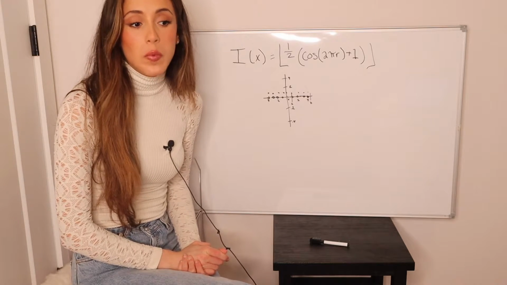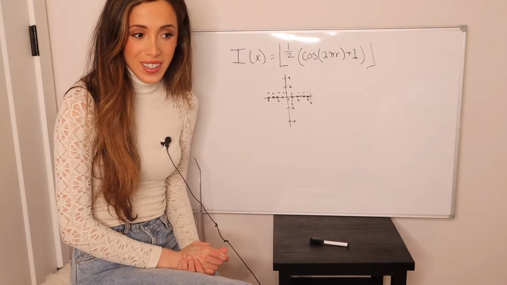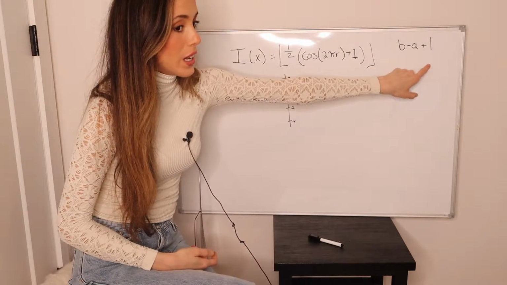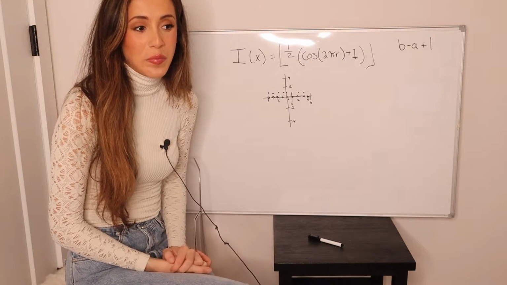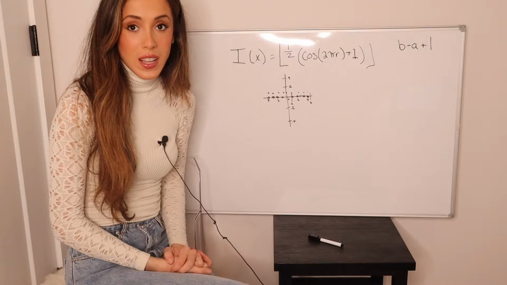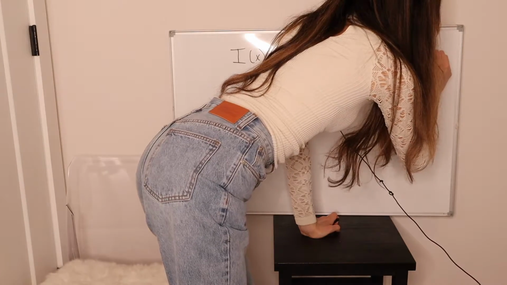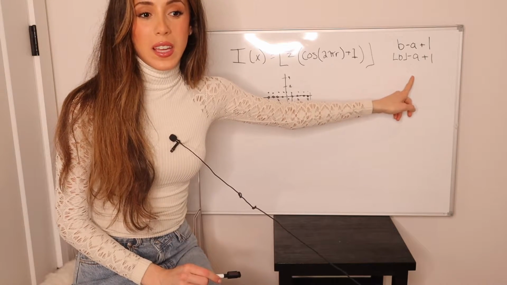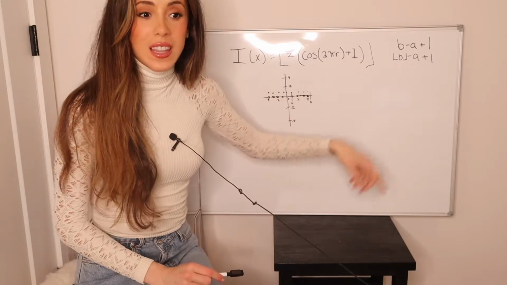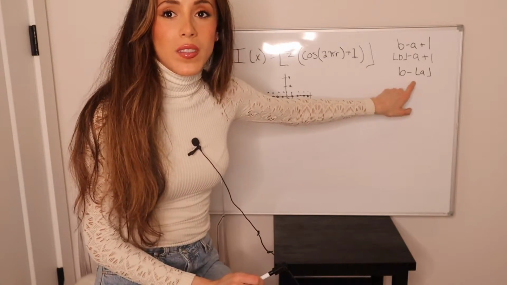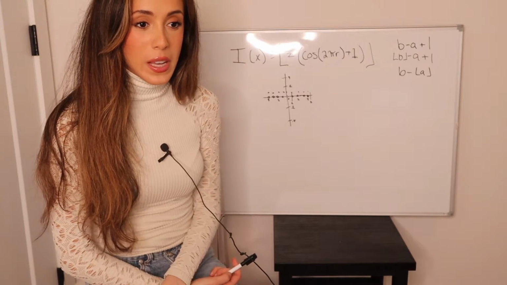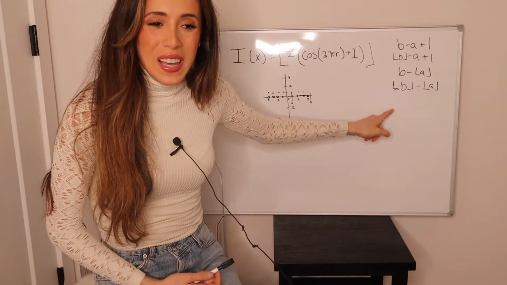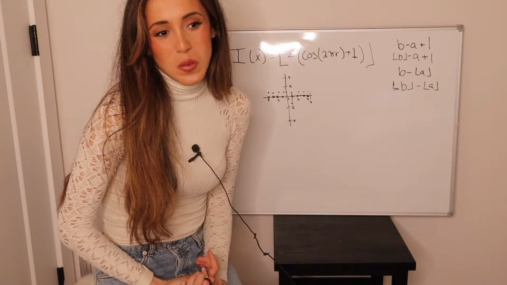So in general, if both A and B are integers, then there are B minus A plus 1 integers between A and B. If A is an integer but B is not, then there are the floor of B minus A plus 1 integers between A and B. If B is an integer but A is not, then there are B minus the floor of A integers between A and B. If neither A nor B is an integer, then there are the floor of B minus the floor of A integers between A and B.